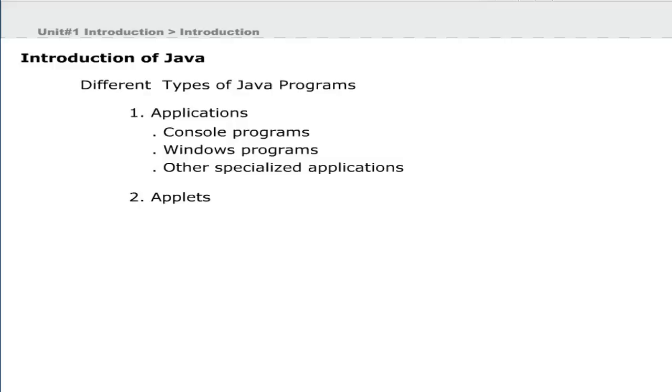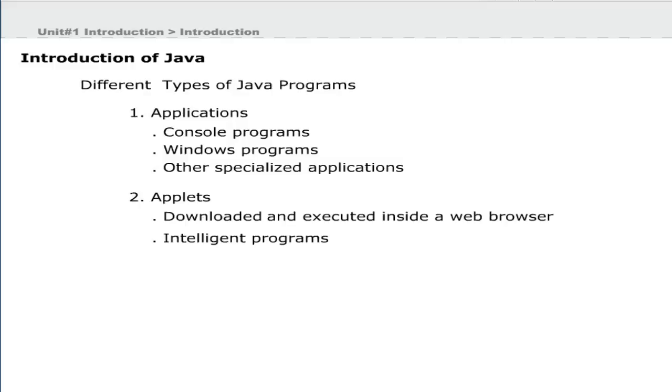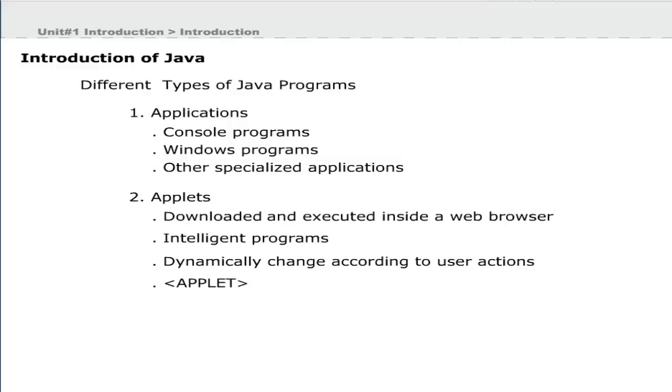Java applets are downloaded and executed inside a web browser. These are intelligent programs that can dynamically change according to user actions. Applets are referenced in web browser by an applet tag. Applets are assigned a particular area inside browser window, and these are not allowed to access the area outside of its allocated window area. This strengthens Java security.